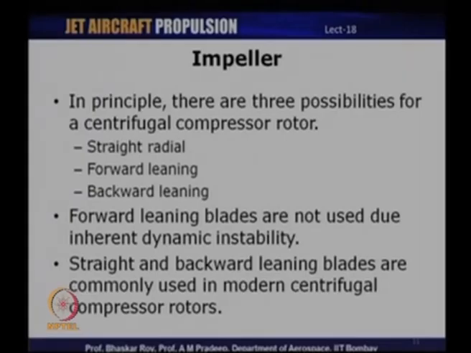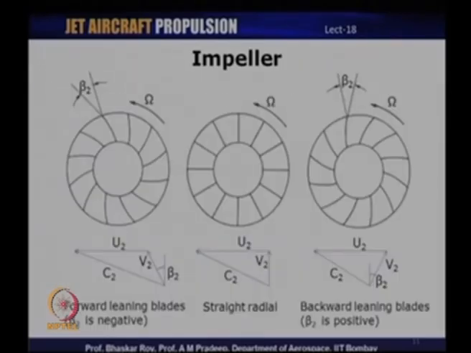In fact, in the earlier days, centrifugal compressor rotors only had straight radial rotors, basically because they were simple to design and fabricate. Backward leaning blades, on the other hand, require more intricate fabrication, and the rotors are subject to very high levels of stress, which in those days was not possible with the materials and manufacturing techniques that were available, which is why, of the two pictures that I had shown, one consisted of a straight radial blade, the older one, and the modern one had backward leaning blades. So, these are the three different geometries of impellers which are possible.